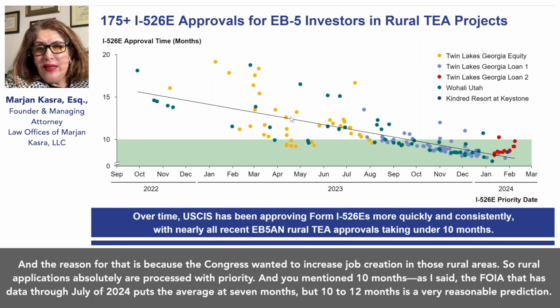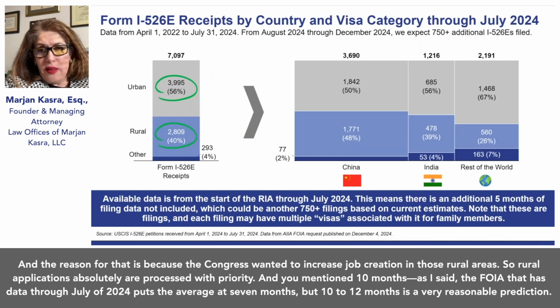And the reason for that is because Congress wanted to increase job creation in those rural areas. So rural applications absolutely are processed with priority. And you mentioned 10 months. As I said, the FOIA that has data through July of 2024 puts the average at 7 months, but 10 to 12 months is a very reasonable prediction.